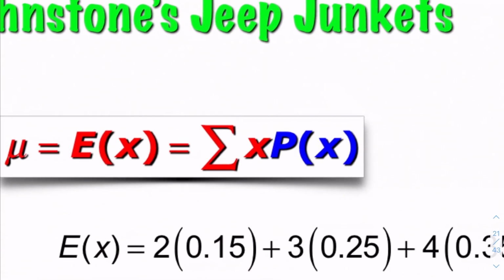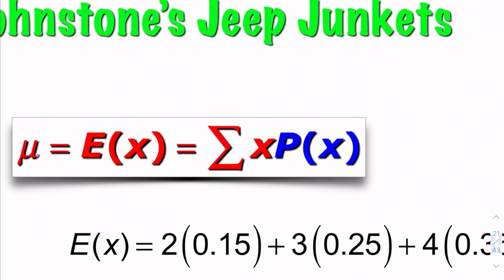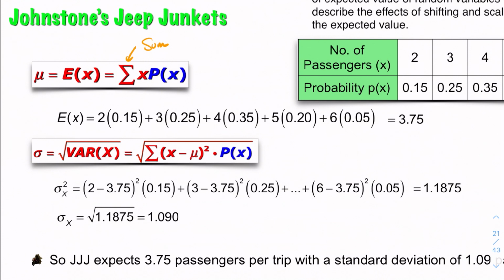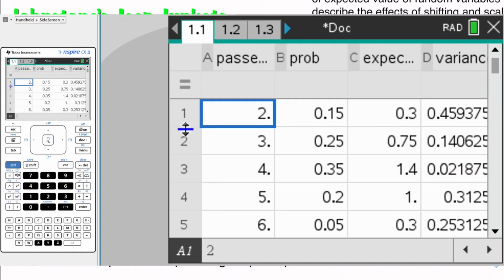So we go back to our formula and ask, how do you find expected value? Expected value is the value, so the number of passengers, times the probability that it happens, and this sigma means sum, so we're going to add up each of those products. So we take 2 times 0.15, 3 times 0.25, 4 times 0.35, 5 times 0.2, 6 times 0.05, and we get 3.75.